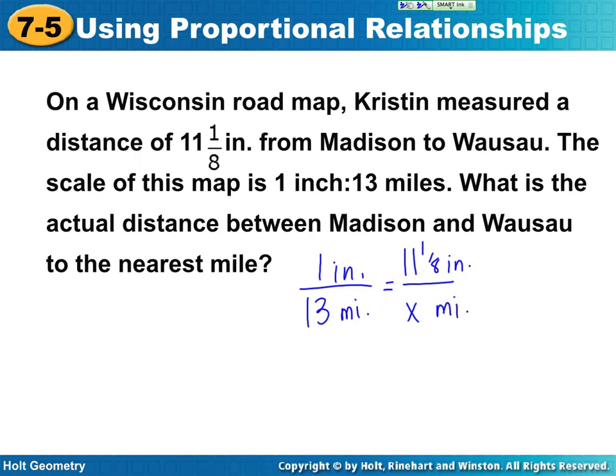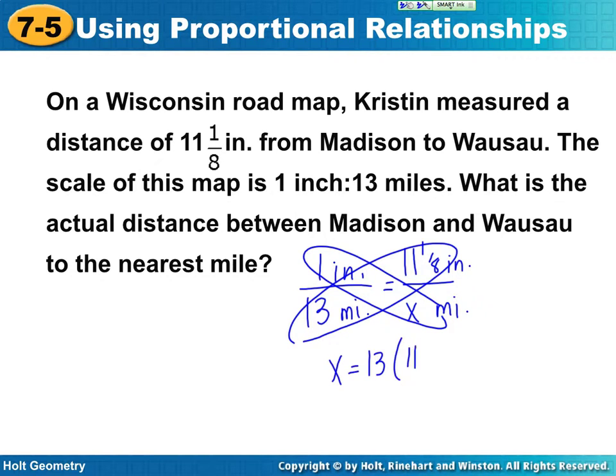Do you have to make them both into inches or both into miles? No, as long as your two ratios have the same things that they're comparing, inches to miles. So cross multiply. 1x is equal to 13 times 11 and 1/8. It says to the nearest mile. So how many miles do we get? 13 times 11 and 1/8.